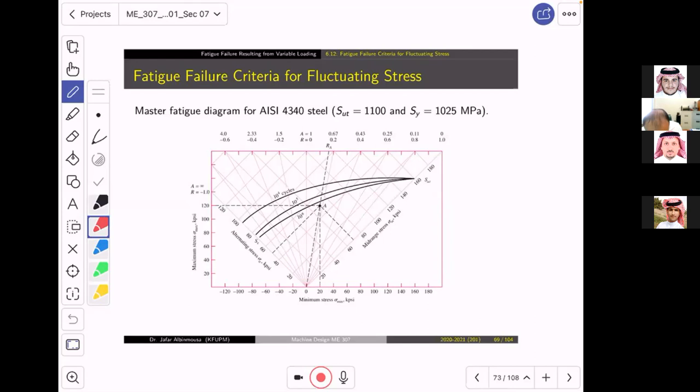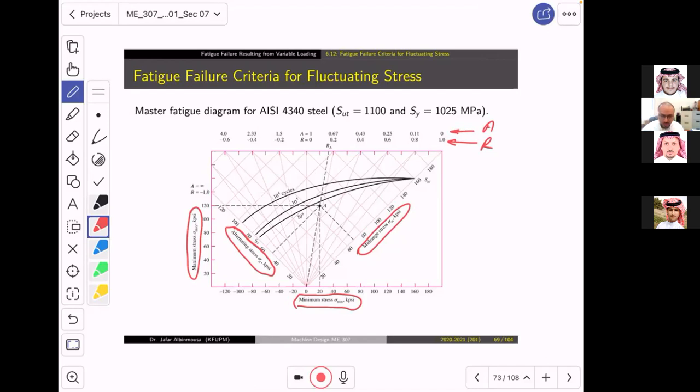The master diagram, guys, look at it. In the x-axis, it has the minimum stress. This is another inclined axis, which is the mid-range stress. And this is the amplitude of the stress. This is the maximum stress. And look, the values on the top are the amplitude ratio A, and we have the R ratio below it. Everything is in here. So let me show you one good example.